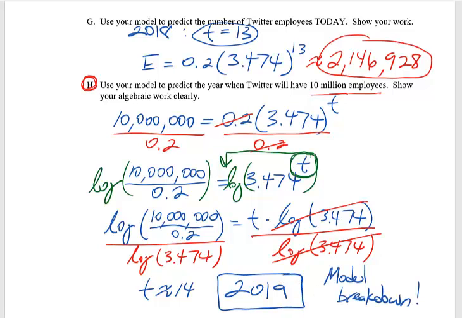And now I'm pretty confident that we're dealing here with model breakdown. I'm finding it hard to believe that Twitter will have 10 million people working for them. That doesn't mean we've done anything wrong. This is normal. It just means that during the early part of the company's history, they were growing exponentially. They were adding people like crazy, but that can't go on forever. Otherwise, you get into these millions of people. So obviously, at some point, they must have slowed down.